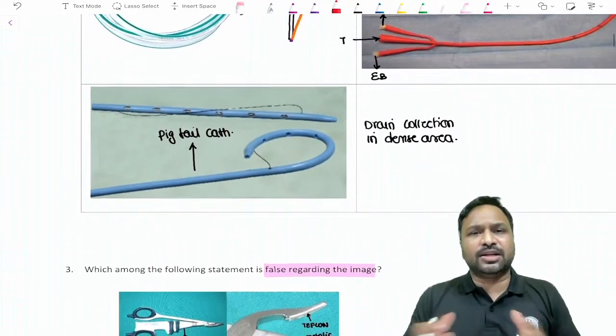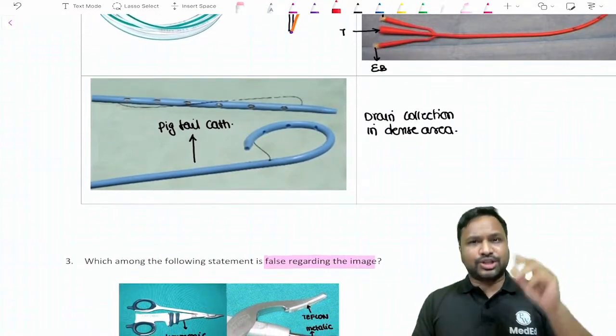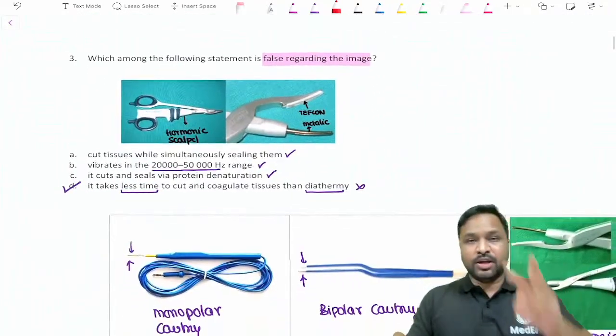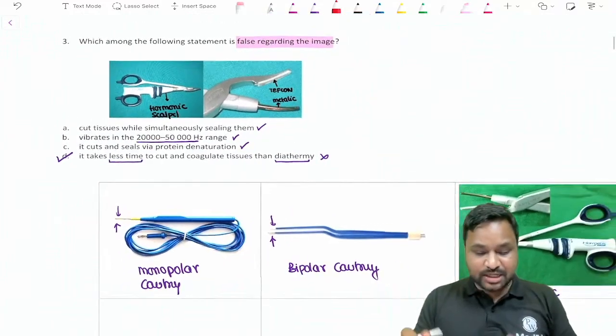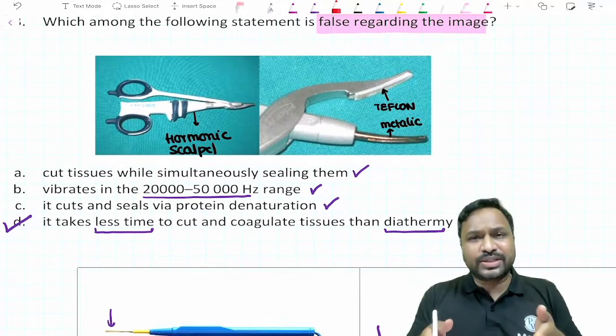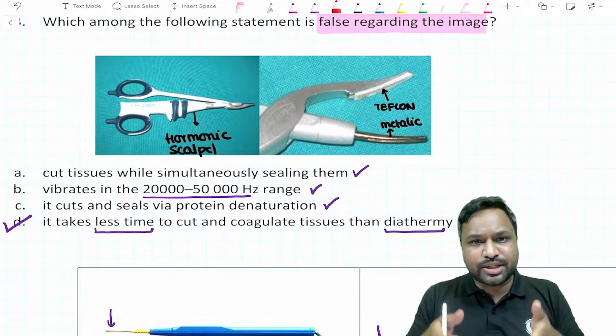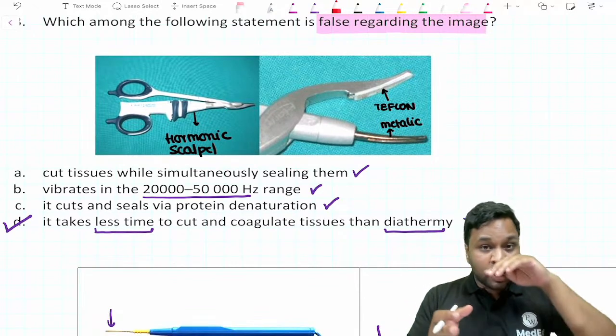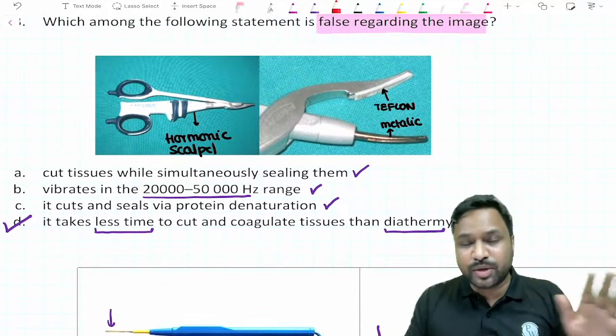What is this? Pigtail catheter. Where do we use it? To drain any liquid collections. That is your question number 2 to be remembered. Third question, energy sources. We have discussed it. Look at the image. In the image, you see a standard device which is used in surgery, very important for hemostasis. It works on a beautiful principle, only on vibrating energy.